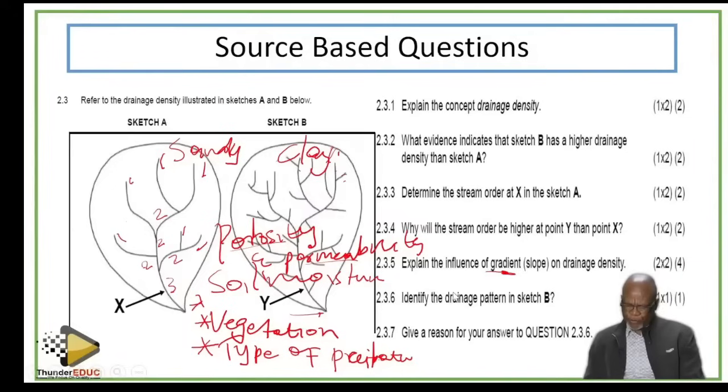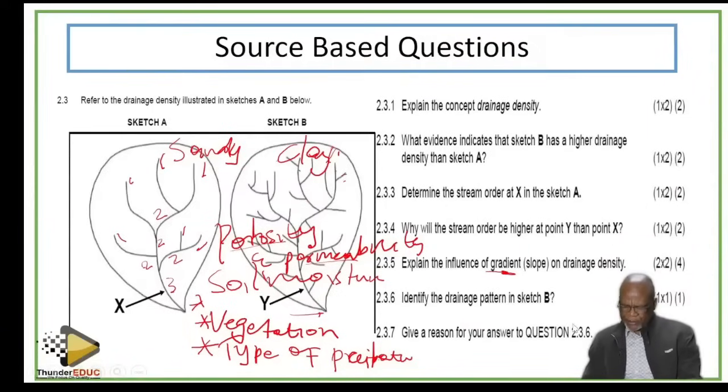Okay, now we have looked at the factors that influence the drainage density. Now let's go into drainage pattern in sketch B. Drainage pattern in sketch B and sketch A are the same. It's different only in terms of density. So the drainage pattern for A and B will be dendritic. How do you tell it is dendritic? Because it looks like the branches of a tree. And the tributaries join the mainstream at an acute angle. Those are the characteristics of the dendritic pattern.